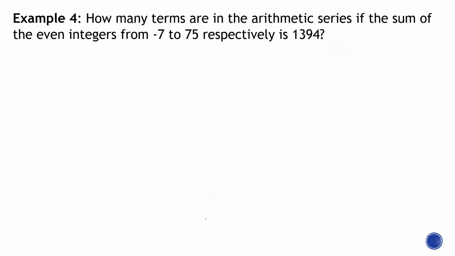Okay, I think this time I will be using a different formula, the formula I discussed in the first video about arithmetic series. Okay, so here what's missing is n. We're done with a problem where what's missing is the first term, and the previous example, what's missing is the common difference. And here, there are two problems that I will be giving you wherein the missing variable is n. And here's the first one. How many terms are in an arithmetic series if the sum of the even integers from -7 to 76 respectively is 1394?